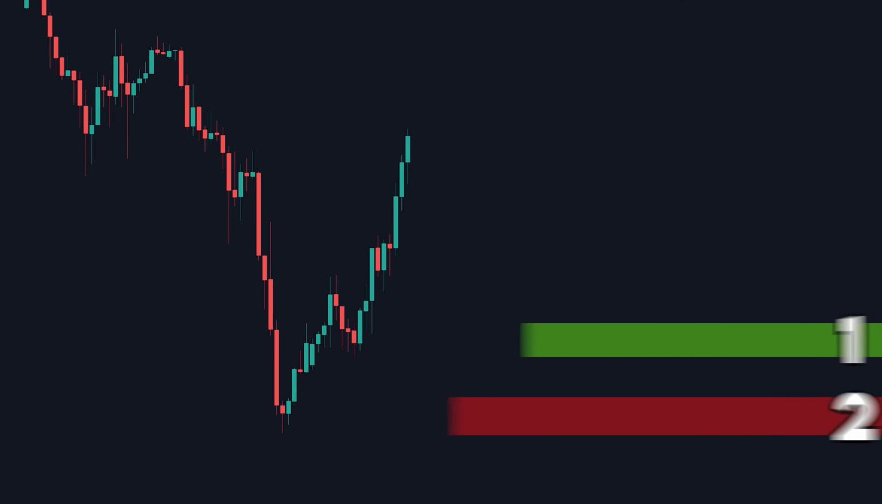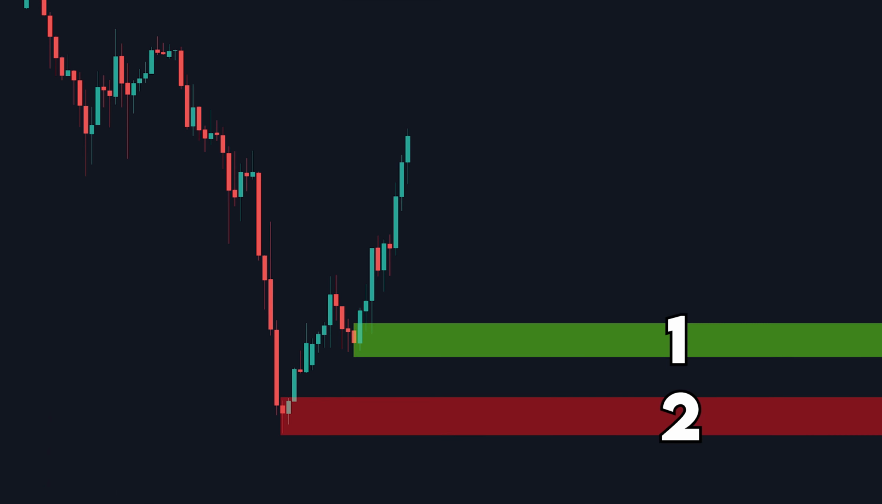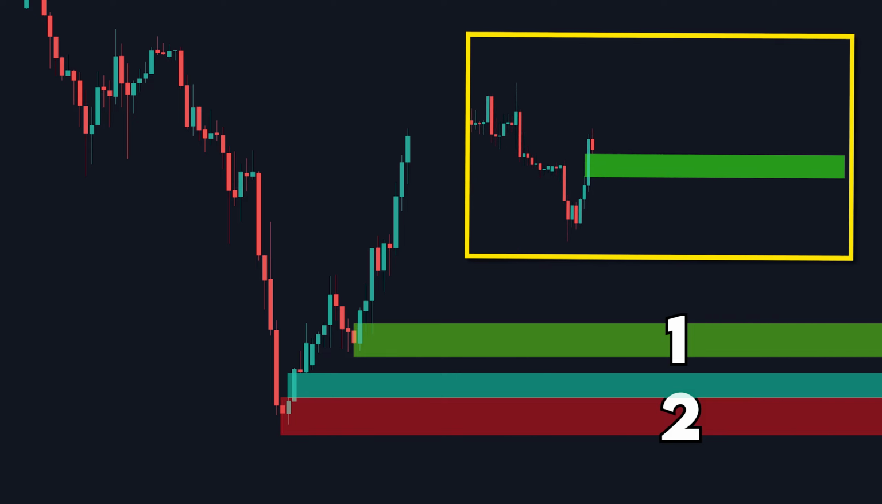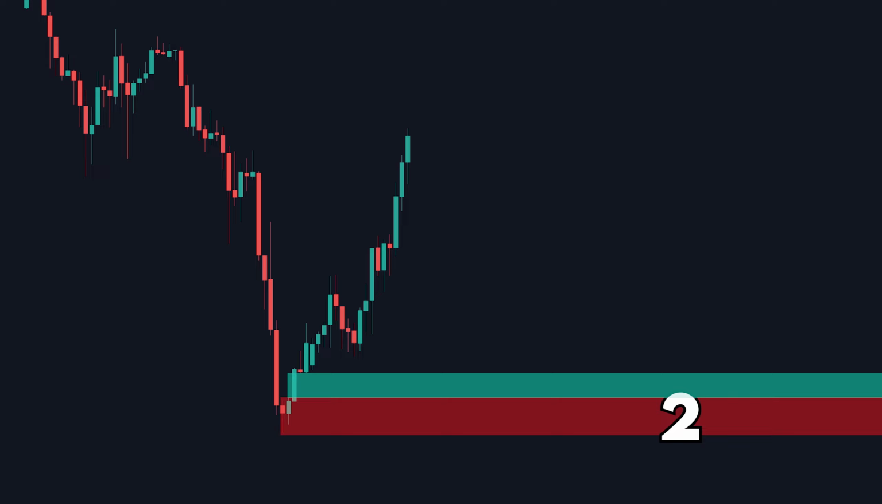For example, here we have 2 different demand zones. So again, we're forced to answer the age-old question, which zone do we choose? If we look closely, there was a fair value gap formed right above zone 2, and like I said before, price is naturally attracted to fair value gaps and will want to go to them. In order to do that, it would have to break through zone 1, so we can instantly remove the idea of zone 1 being a strong zone, as price will naturally want to come to this fair value gap, and in order to do that, it has to break through zone 1.